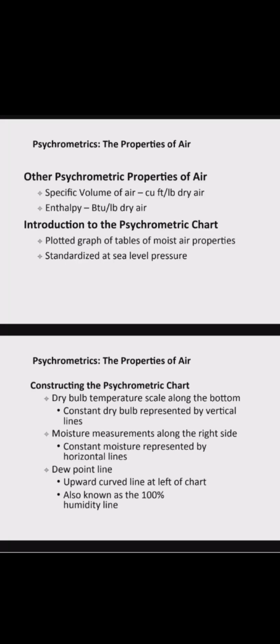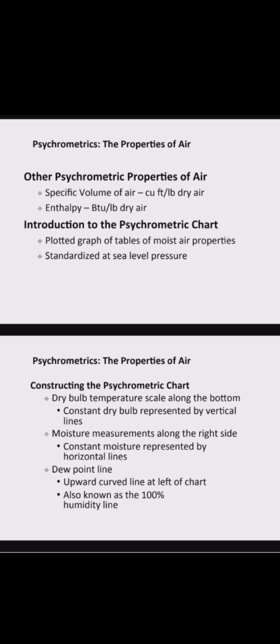Other psychrometric properties of air: specific volume of air, cubic foot per pound dry air; enthalpy, BTU per pound dry air. Introduction to the psychrometric chart: plotted graph of tables of moist air properties.